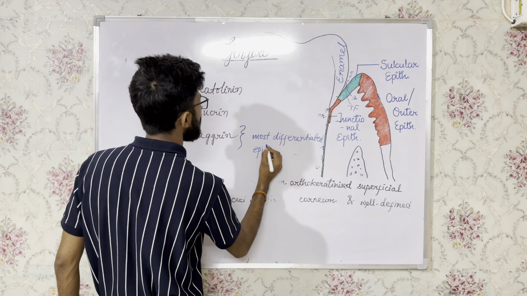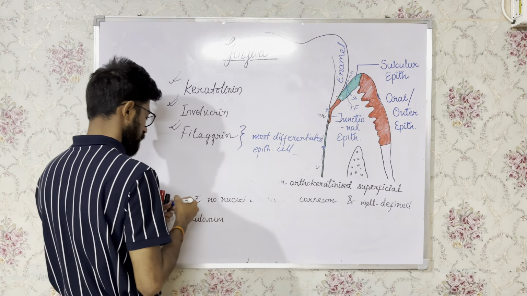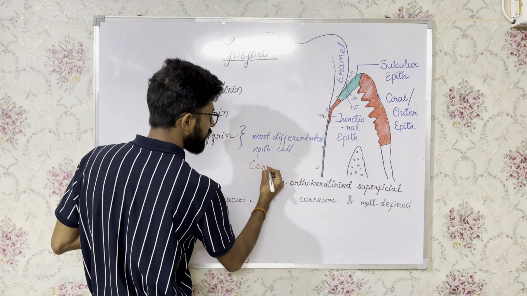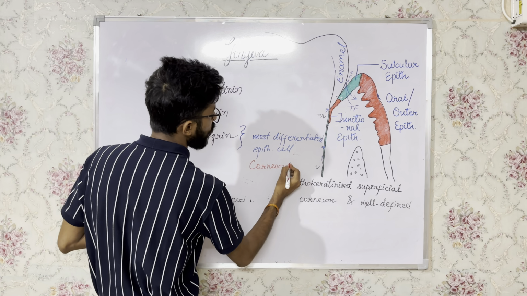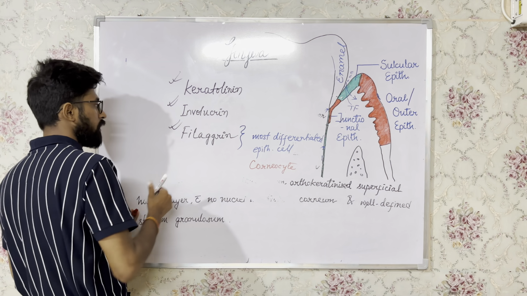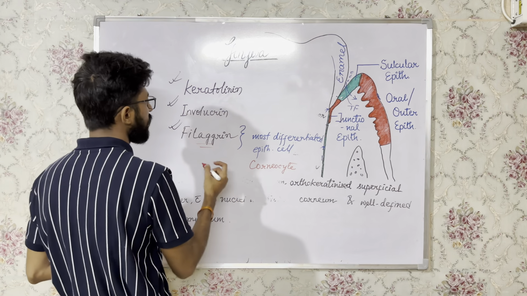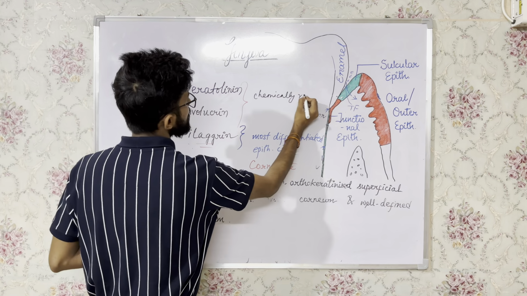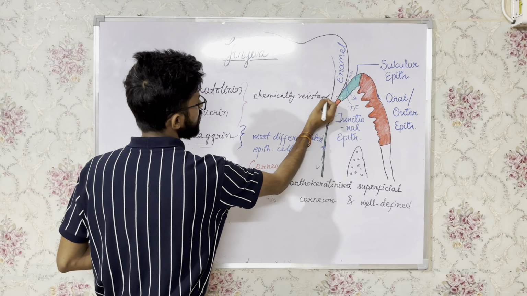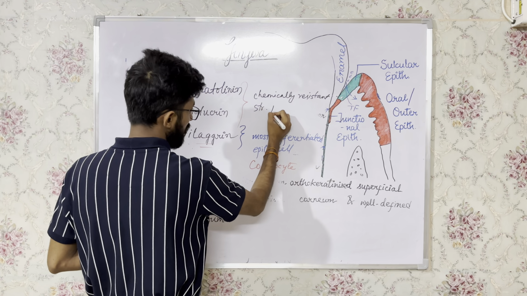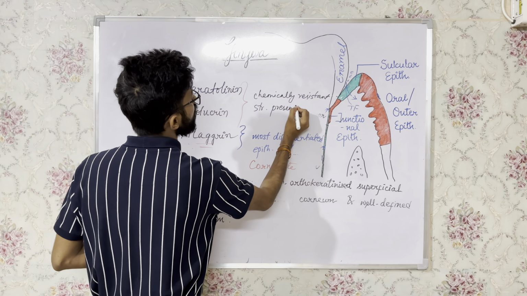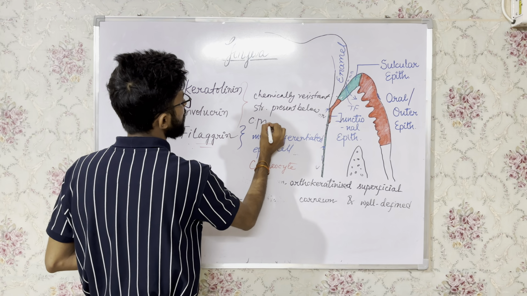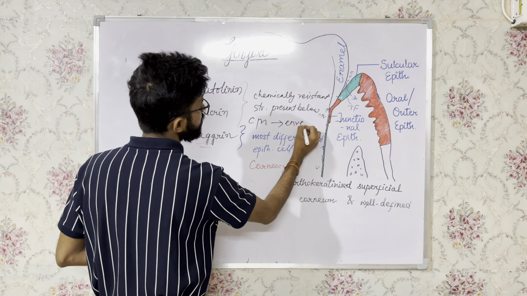Most differentiated epithelial cell, whose name is corneocyte. Okay, so if the question comes, corneocyte is produced by which protein is related to the production of corneocytes? Filaggrin. Okay, and these two produce a chemically resistant structure or layer present below the cell membrane, and it's named as envelope.